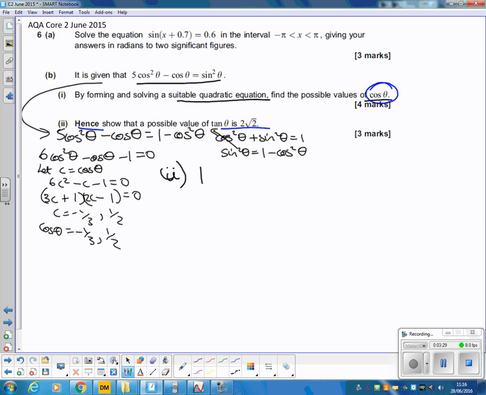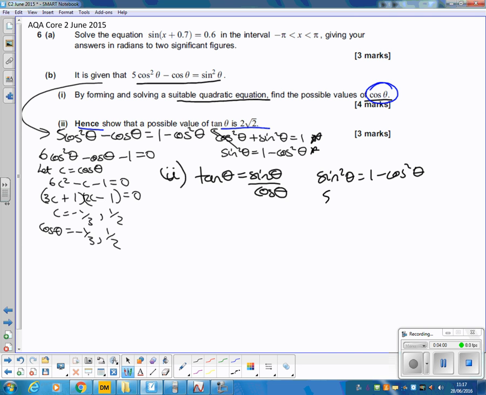Right, well what do we know? We know tan theta is sine theta over cos theta. So we know cos theta, we're going to need to find out sine theta. Well, remember from earlier we had sine squared theta plus cos squared theta equals 1. So we can put our values in for cos there. If you rearrange that, sine squared equals 1 minus cos squared. So sine squared theta equals 1 minus cos squared theta.